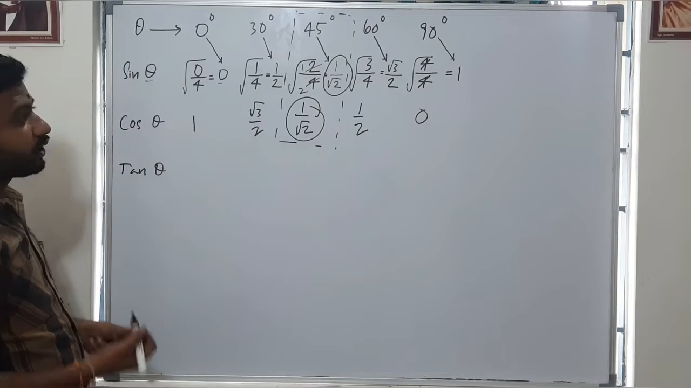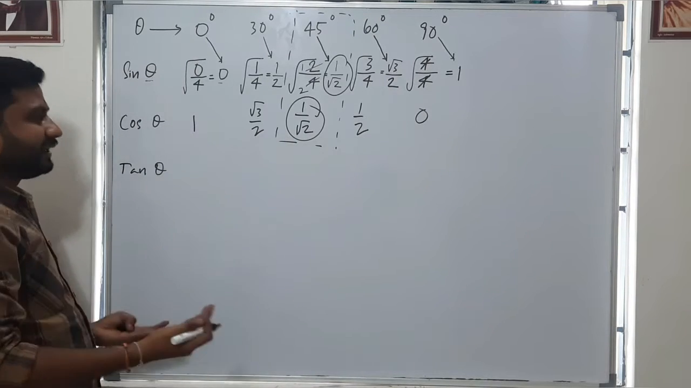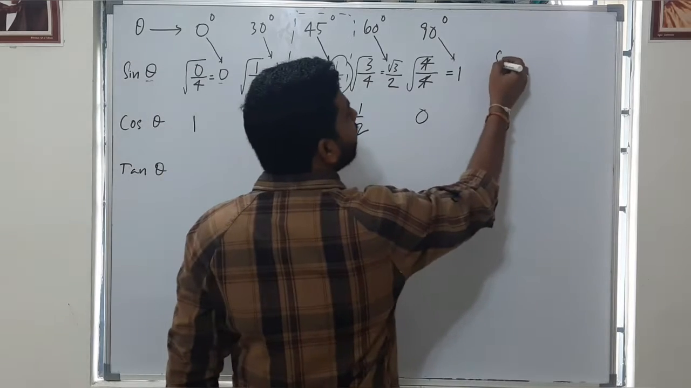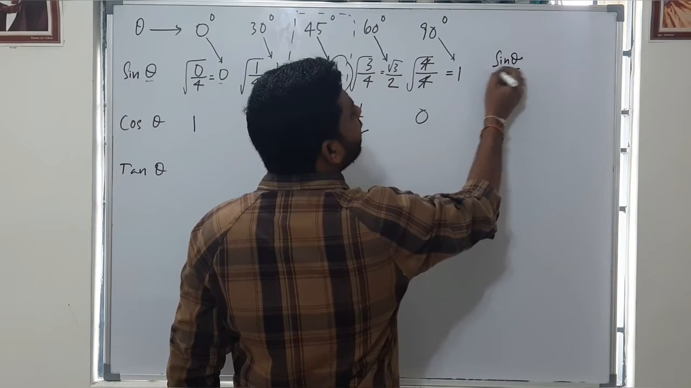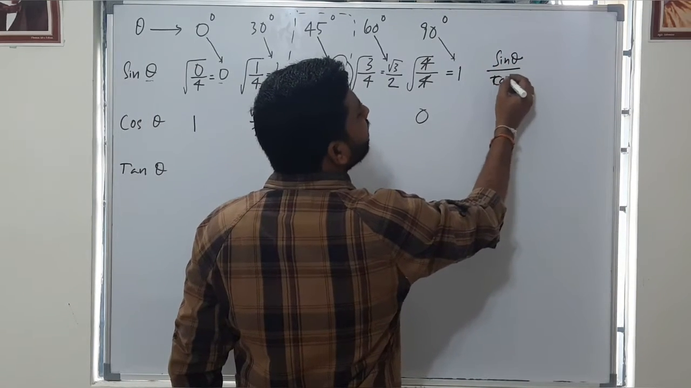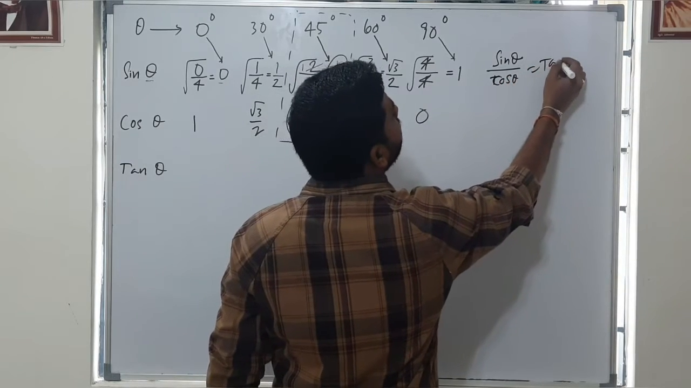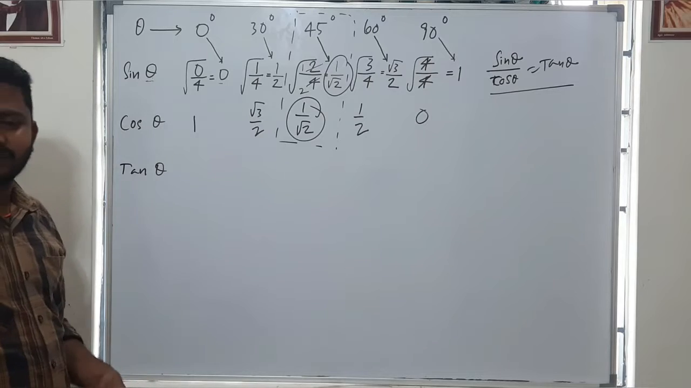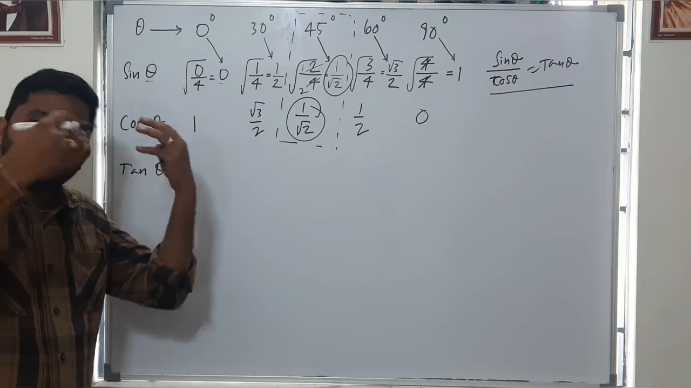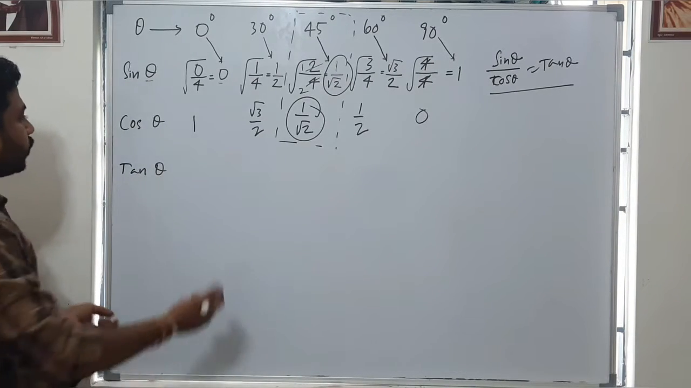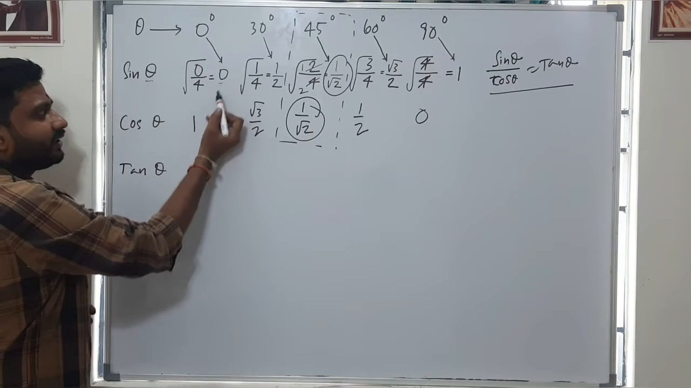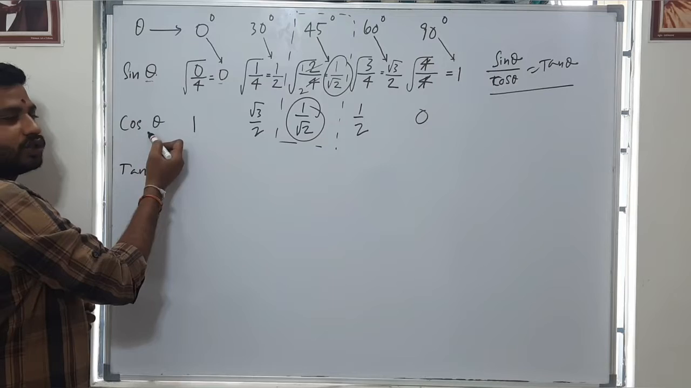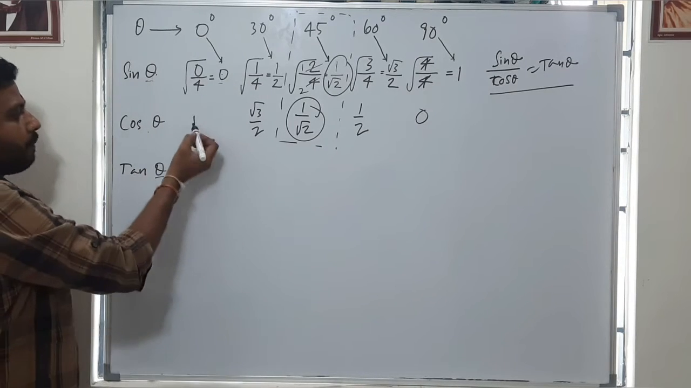And what is tan 45 here, or tan theta here? Sin theta you know, cos theta you know. And you already learned sin theta divided by cos theta is equal to tan theta. Whatever may be the values of sin theta and cos theta, just divide them, you get your tan theta value. So what is tan theta? It's sin theta by cos theta. Tan 0 degrees is sin 0 by cos 0. What is sin 0? 0 by 1.